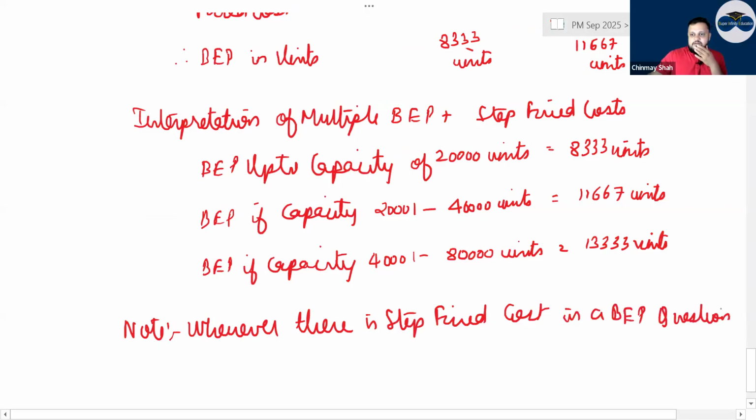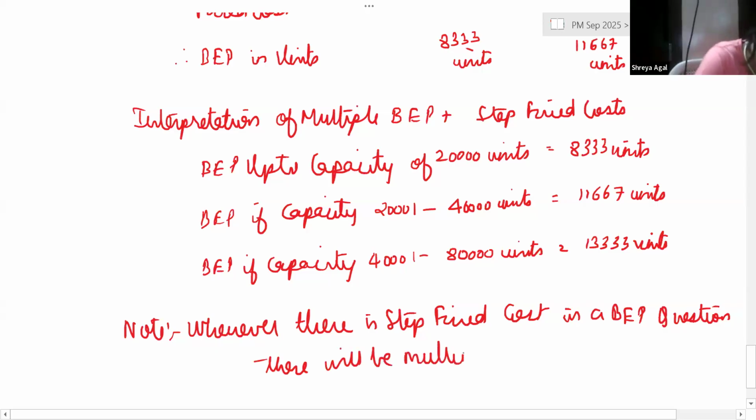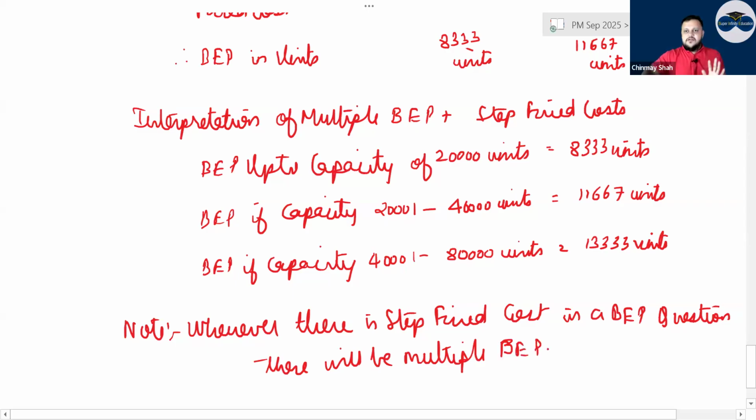What will you do? Tell me. There will be one BP or multiple BP? Multiple. A theory MCQ comes. Hear me out. It may not come in the exam, but if an MCQ comes up, hear me out.